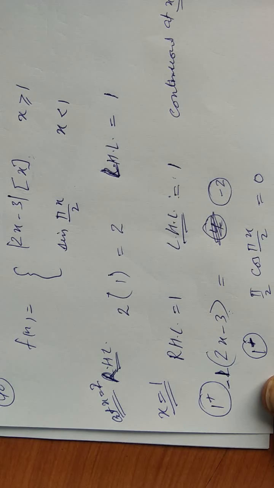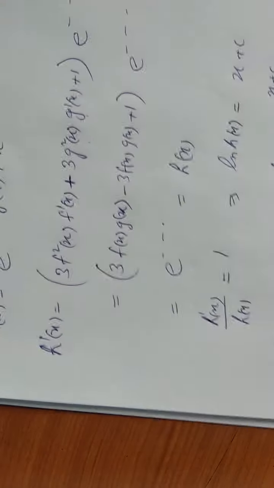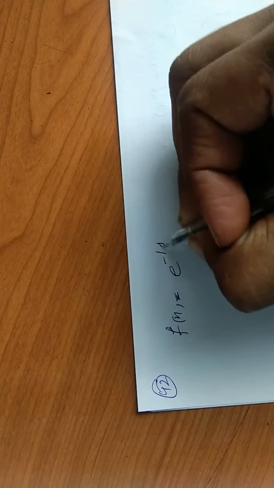Question number 42 says the function f(x) is equal to e power minus mod sin x is continuous everywhere but not differentiable at x is equal to n pi.